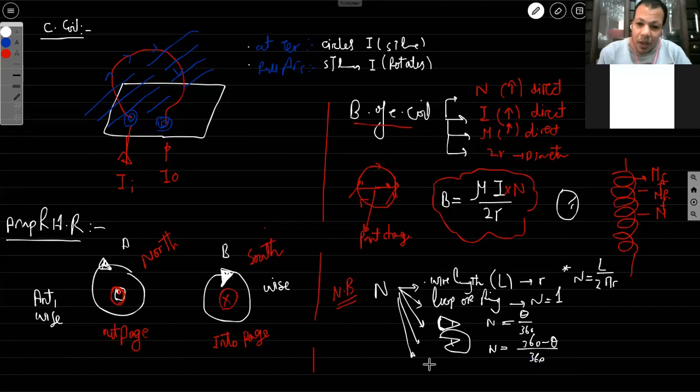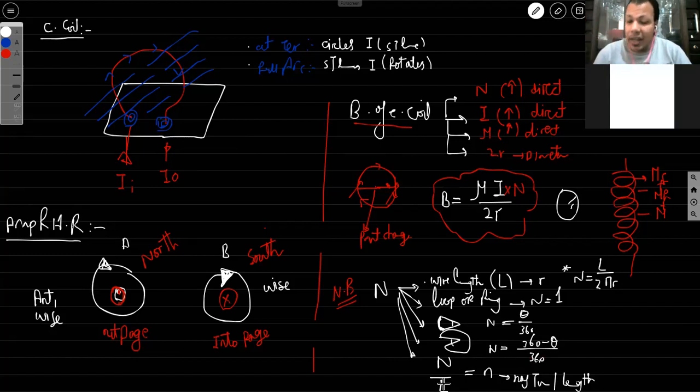The last one, something we called number of turns per unit length, N over L, which is equivalent to small n. So small n here is equal to the number of turns per unit length. In a problem, if he gives you the number of turns per unit length, you have to multiply it with the length in order to find the number of turns and put it in the rule.